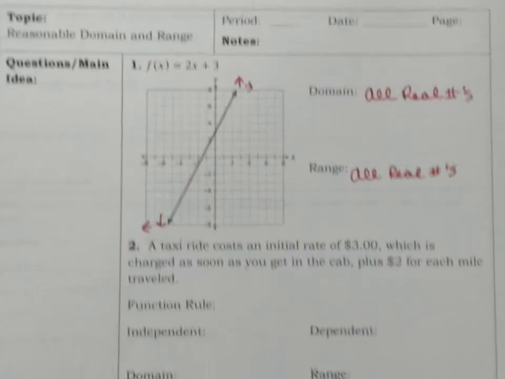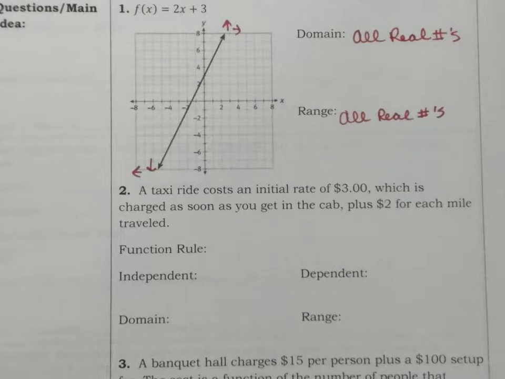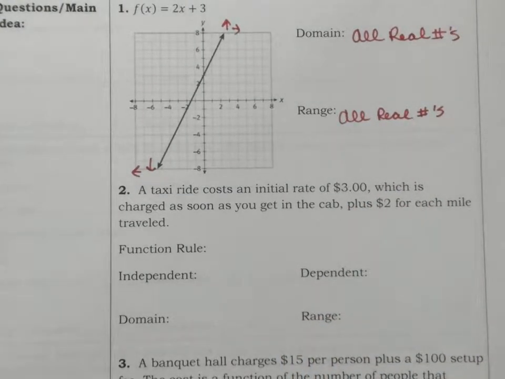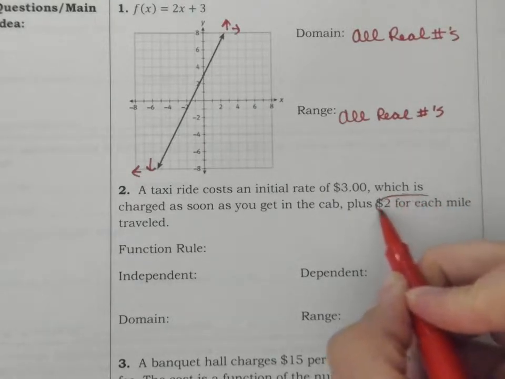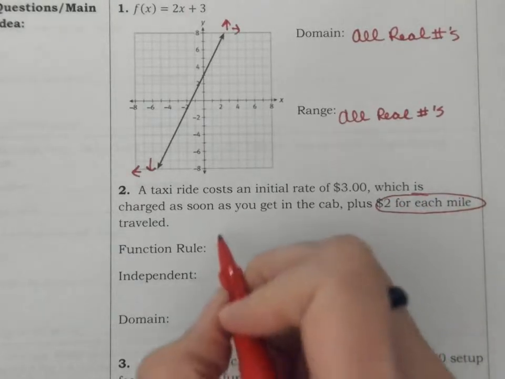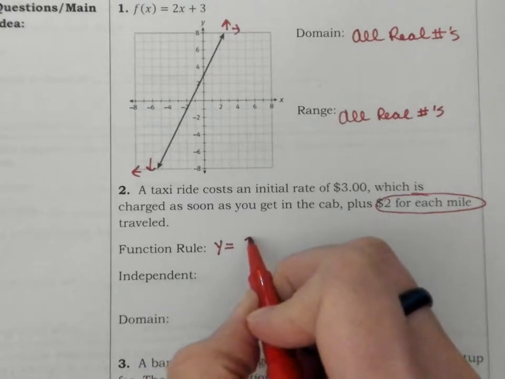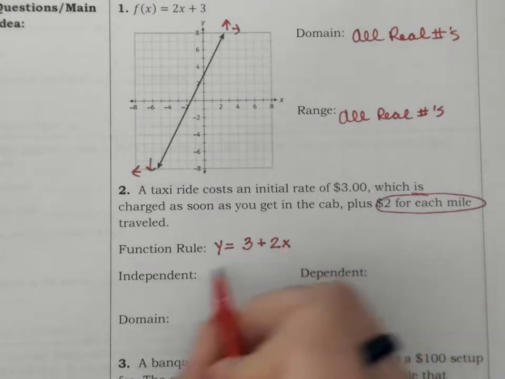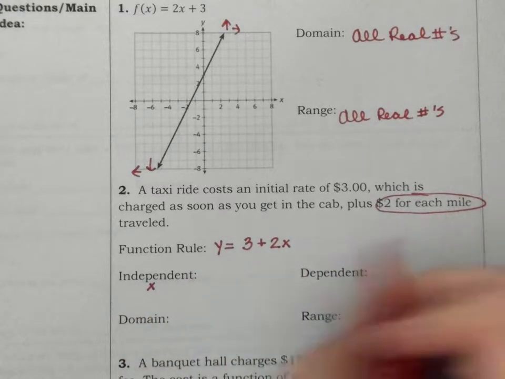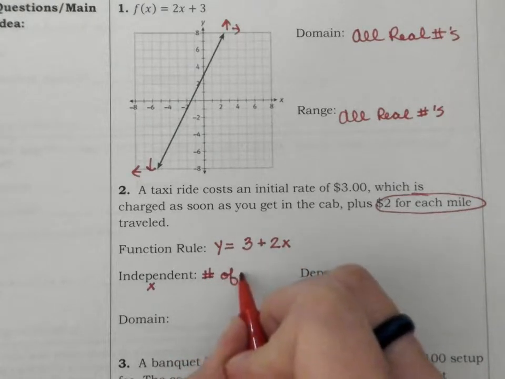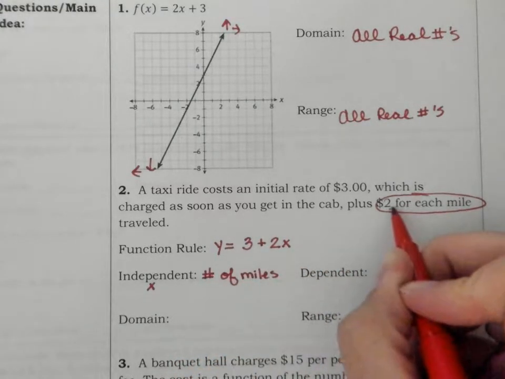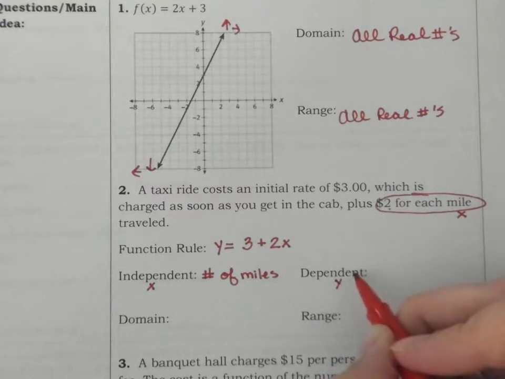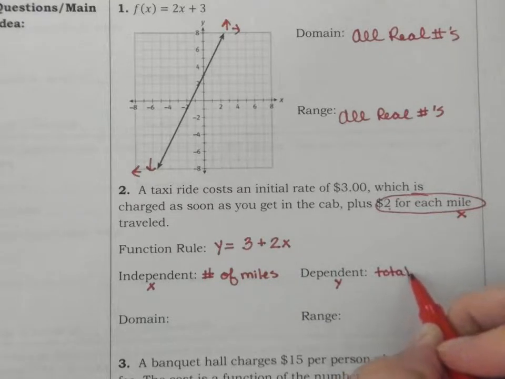But if I put this into a word problem, like number 2, a taxi ride costs an initial rate of $3, which is charged as soon as you get in the cab, plus $2 for each mile traveled. My function rule will be y equals $3 plus $2x. And then my independent is my x, and it stands for number of miles. Right, $2 for each mile. Mile is your x. And the dependent is your output, your y value, which here is your total cost.